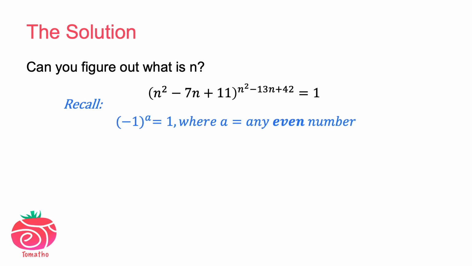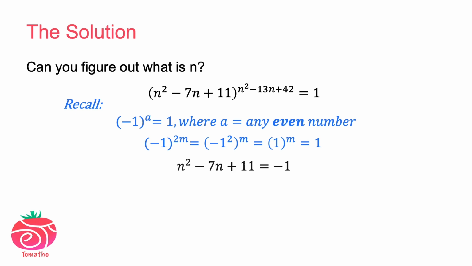Lastly, minus 1 raised to the power of an even integer will always give value 1. To briefly show, we can write the even number as 2m. So, minus 1 raised to the power of 2m is equal to minus 1 squared to the power of m. And this gives 1 to the power of m, which equals 1.